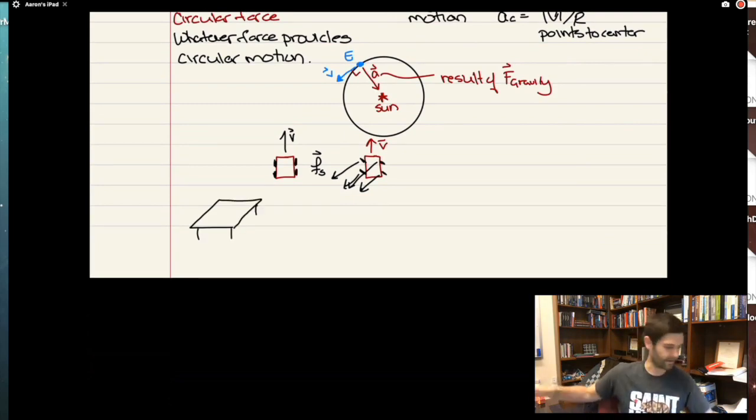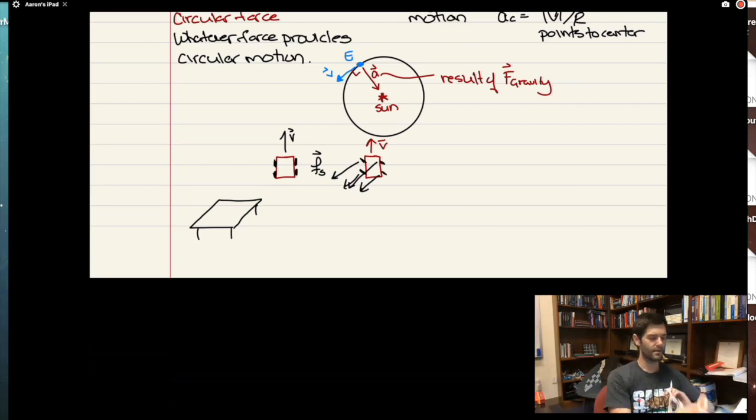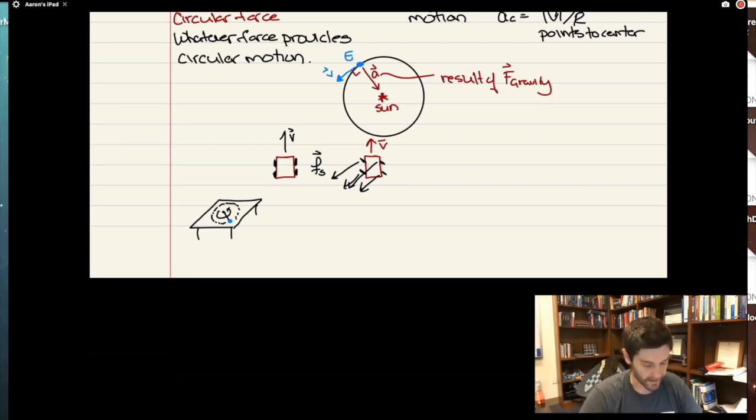Suppose I have a table, like my desk, and I have my ball on a string. I could spin it in a horizontal direction on the table. I'm doing this on the table just so that I don't have to think about gravity and all of that stuff. So I could spin a ball attached to a string horizontally on a table. In that case, it would be the tension of the string that is causing this circular motion.